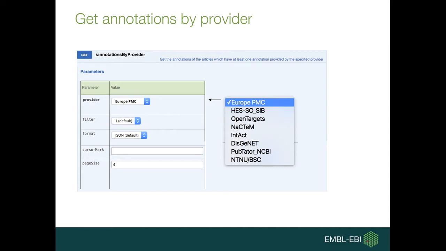The next operation is Get Annotations by Provider. As the name suggests, it allows you to get the annotations contributed by a specific provider. So if you're only interested in gene-disease relations that DisGeNET has provided, but not gene-disease associations from the Open Targets platform, you can use this operation.